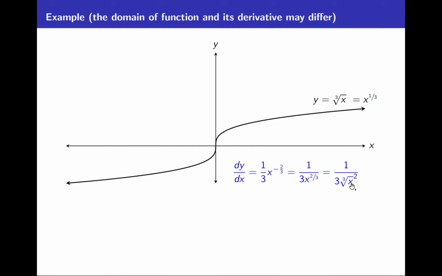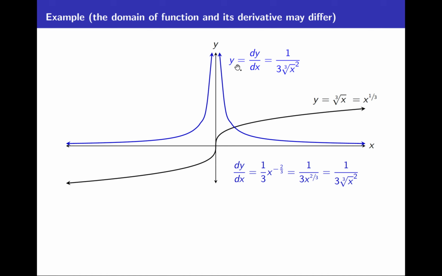Now, if you tried to plug in a 0 for x, you'd be dividing by 0, which makes sense because the tangent line had vertical slope here. The slope is not defined, and if you try to plug 0 into the derivative, it's not defined. In fact, if you graph the derivative, y equals dy dx, or 1 over 3 cube root of x squared, it's going to look like this. It has a vertical asymptote at x equals 0.